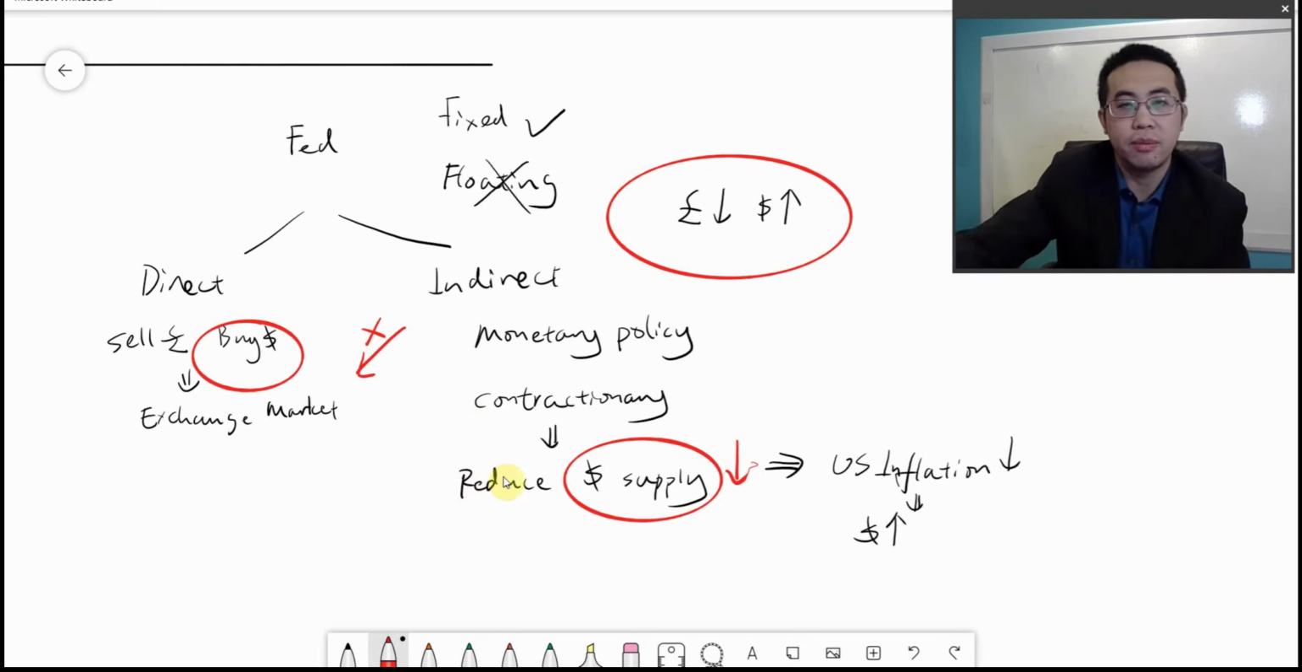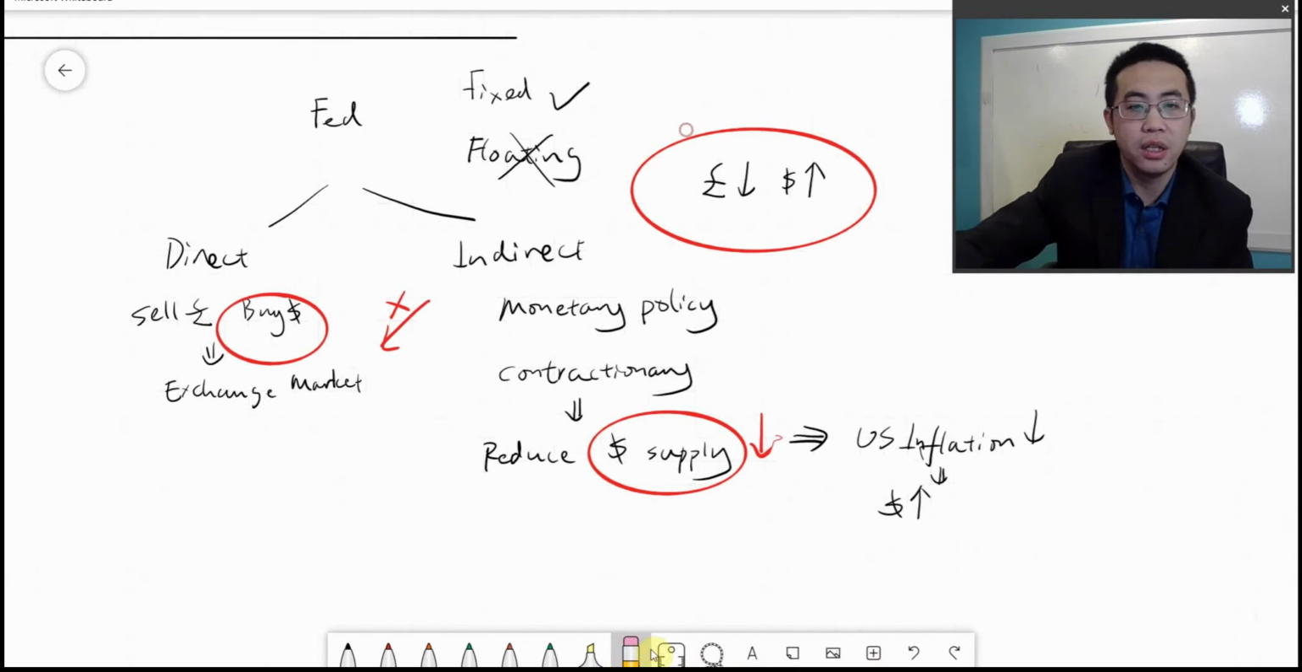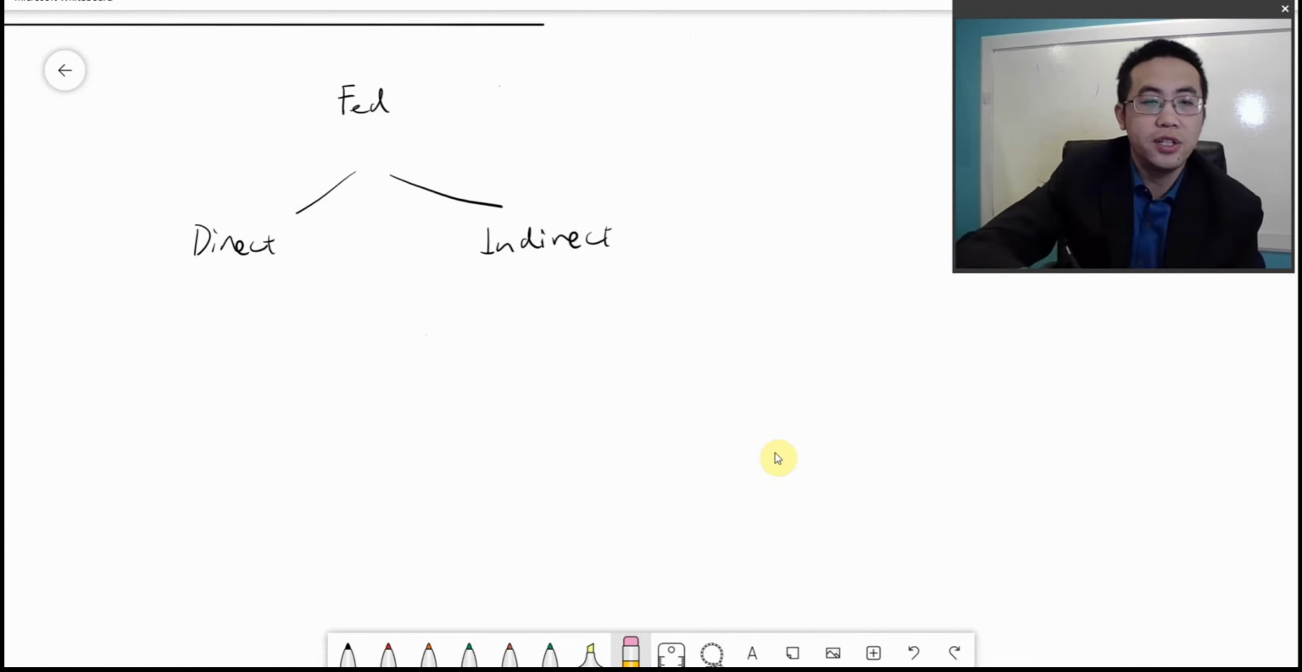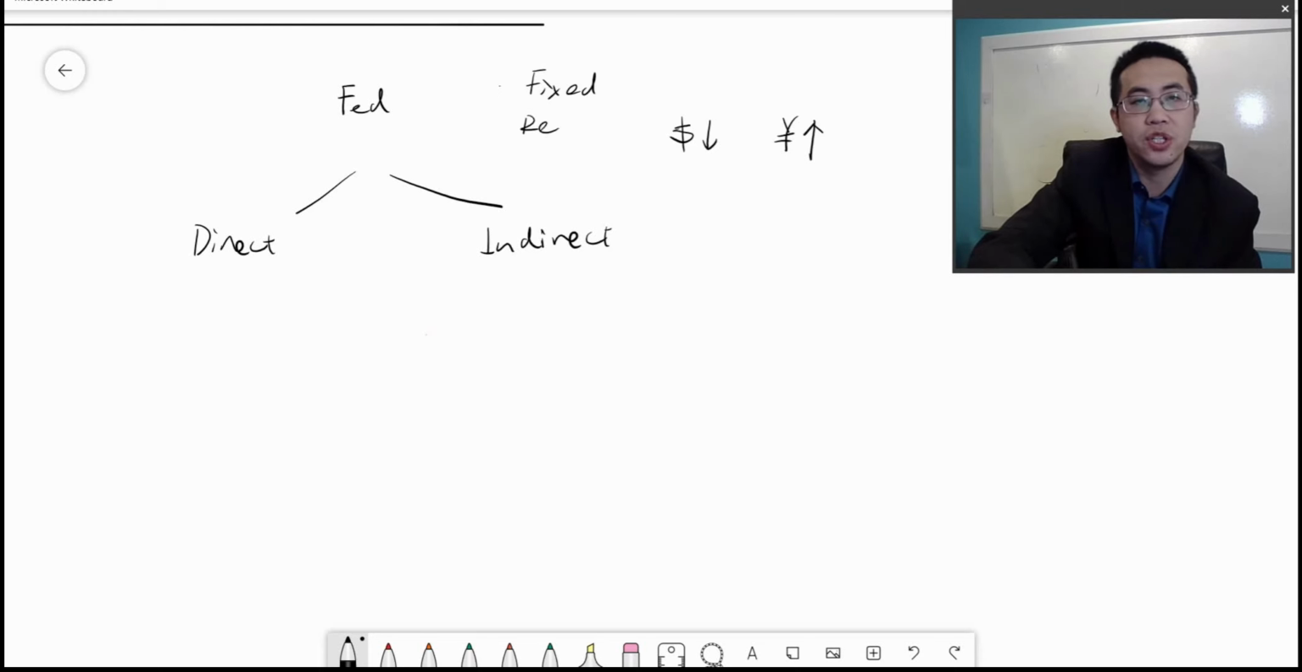Now let's do another practice. What about the goal here? The goal here is to make the dollar depreciate. Let's see, right now the goal has changed. We want the dollar to depreciate and the yen to appreciate. Okay, in the fixed exchange regime. Of course, under the flexible regime, the central bank doesn't intervene at all.